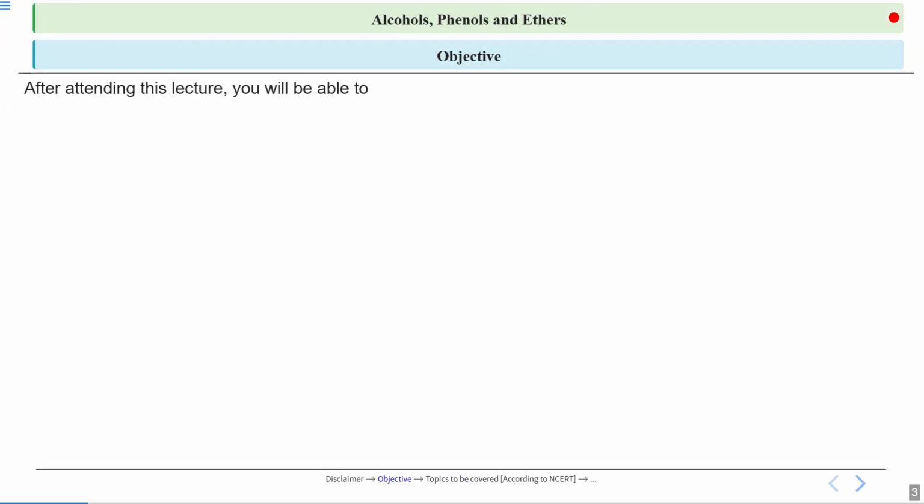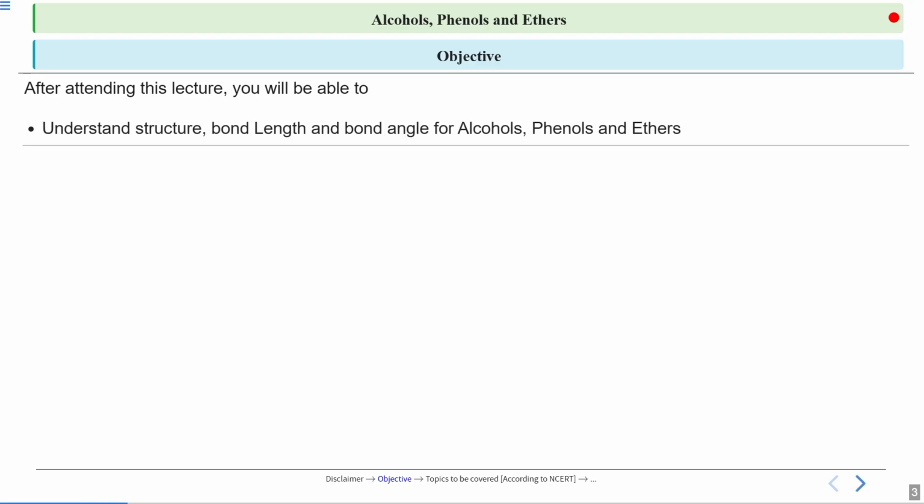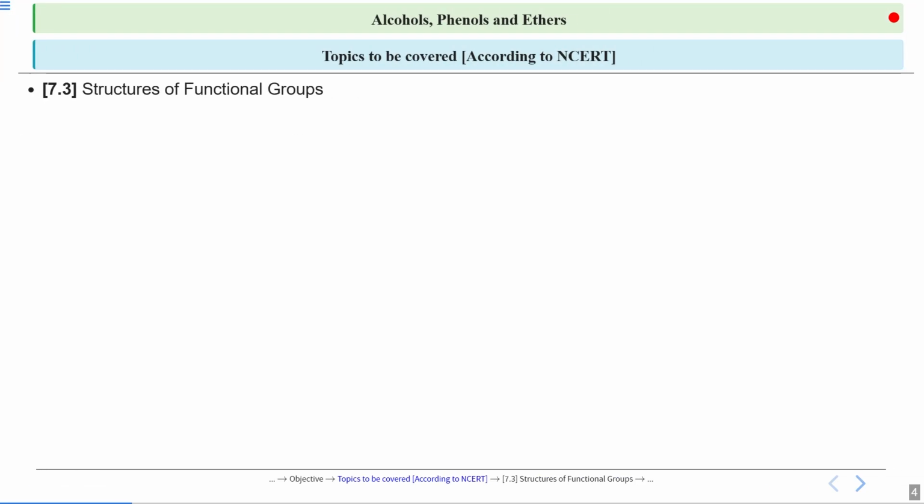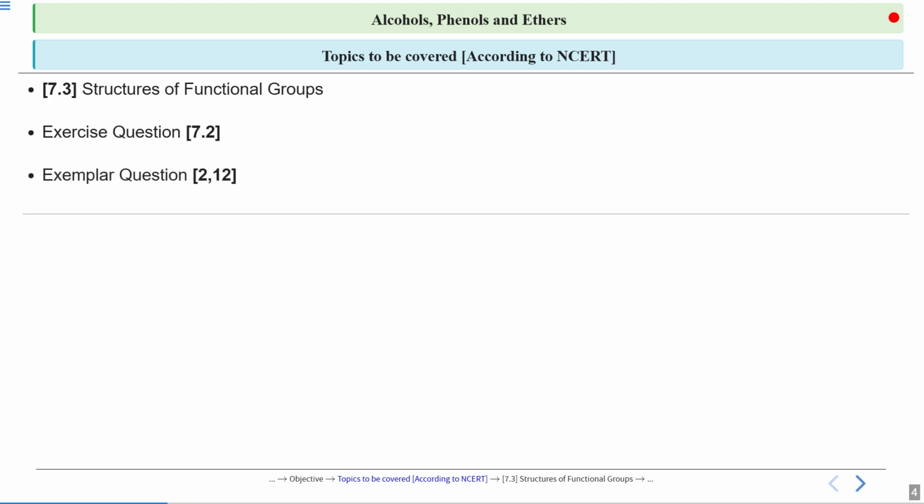Objective of today's lecture: after attending this lecture, you will be able to understand the structure, bond length, and bond angle for alcohols, phenols, and ethers. The topics to be covered today, according to the NCERT, first of all, the section 7.3 structures of functional groups. Then we will solve an exercise question 7.2 and then exemplar question number 2 and 12.